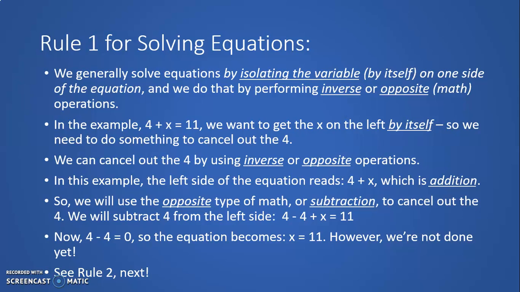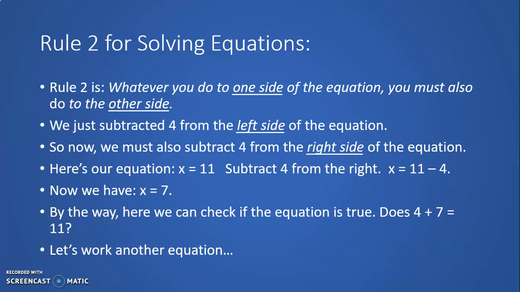Let's take a look at Rule 2. Rule 2 says whatever you do to one side of the equation, you must also do to the other side. We just subtracted 4 from the left side of the equation. So now we need to subtract 4 from the right side of the equation also.